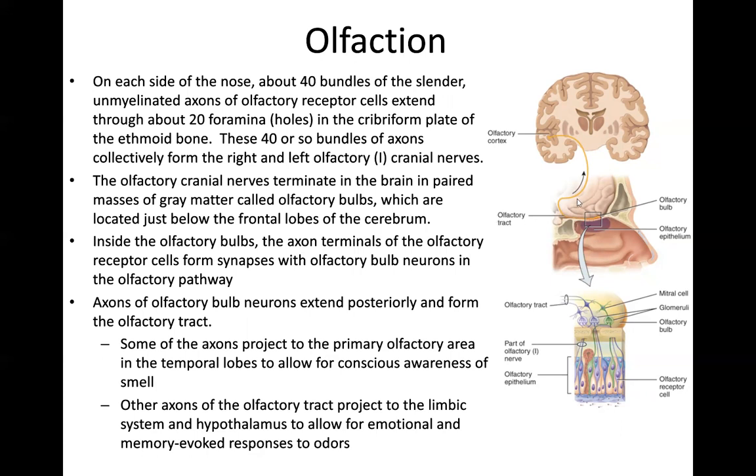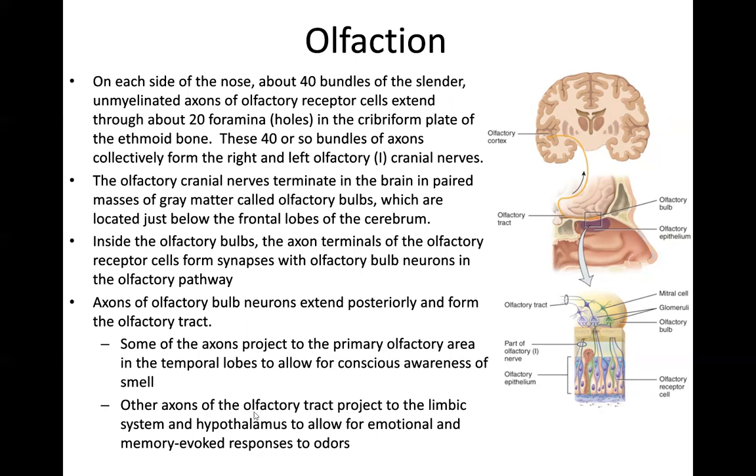Now, from there, the signal is going to travel to 2 places in our brain. Some of the axons project to the primary olfactory area, which is in our temporal lobes. This allows for conscious awareness of smells. That's what lets you know, hey, that smells great. Like when I walked in this morning, I could smell somebody's breakfast that was in here. Sometimes it's a bad smell.